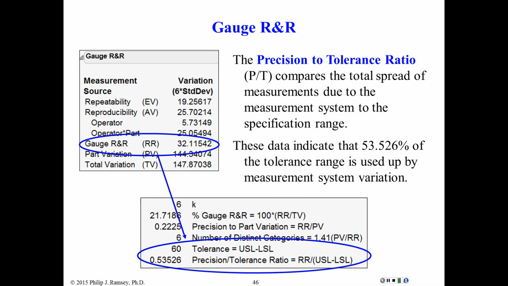This is just a comparison of the total measurement error to the specification range. In our case, the P to T ratio is about 53.5%. In other words, it's saying, assuming that the measurement error is normally distributed, how much of the spec range is taken up by one normal distribution of measurement error. And the answer is a little over half the spec range, which is considered pretty high for quality purposes.